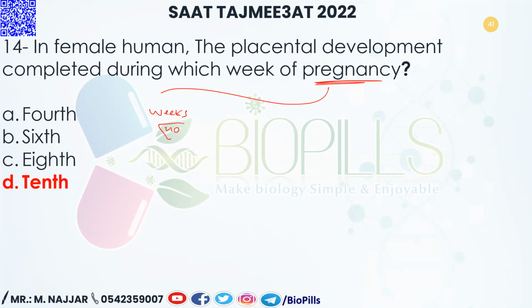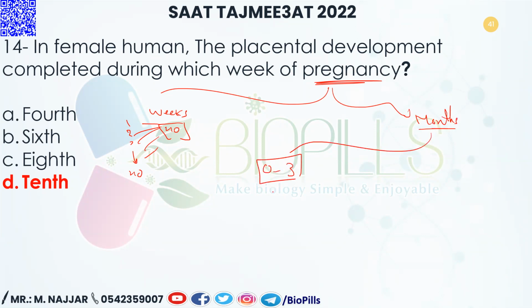And we have here 40 weeks, and every week has events, week 1, 2, 3, till 40. Or maybe based on month. And in this case, it will be divided into from 0 to 3 months, which is the first trimester. Then from the 4th month to the 6th, this is the second trimester. Then we have from the 7th to the 9th, this is the third trimester.